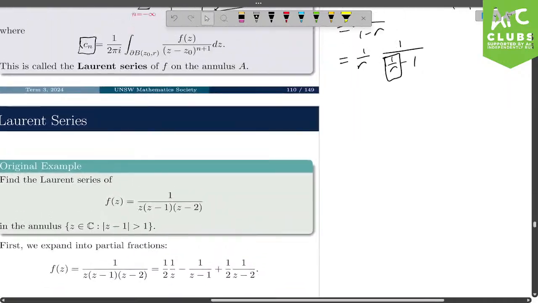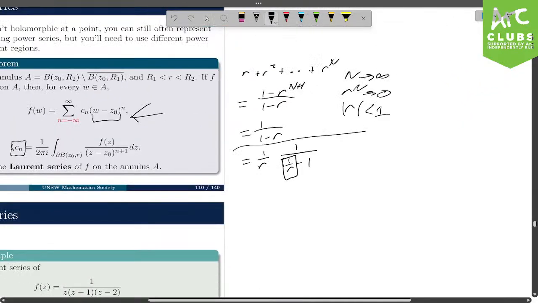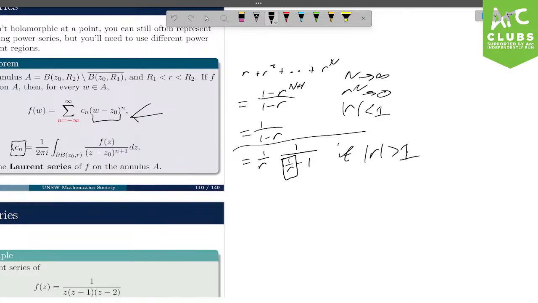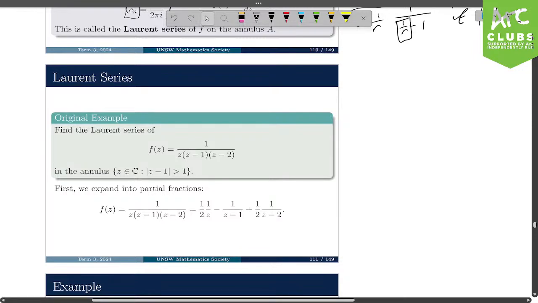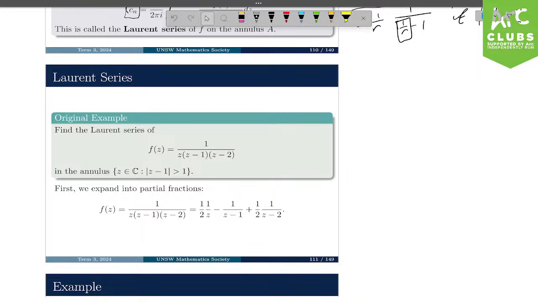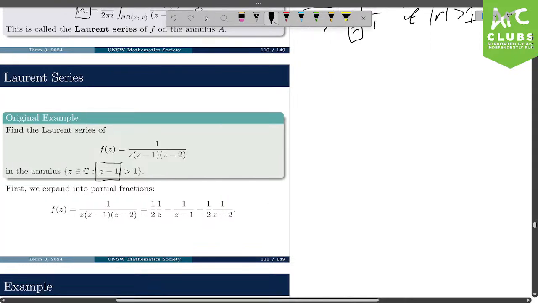So that's the trick. I'll just quickly mention if magnitudes are greater than 1. All right. So let us go ahead and run through this example. First things first, we want to find the Laurent series given the magnitude of z plus 1 is greater than 1. This is the basis we are surrounding our Laurent series in. This is our center, 1.